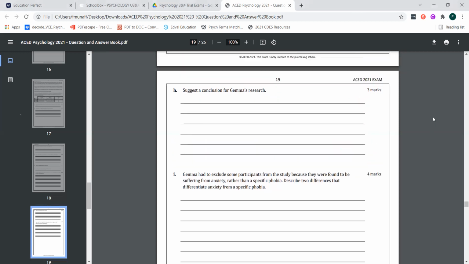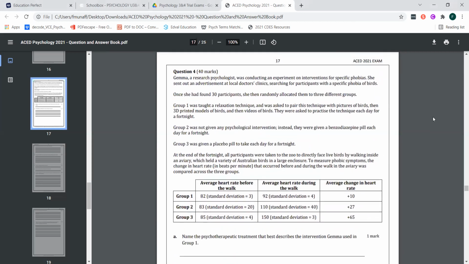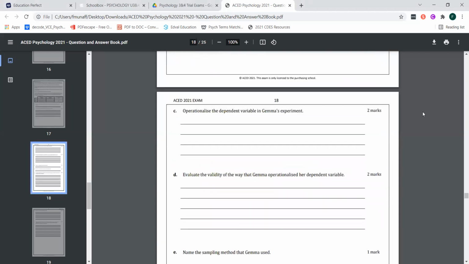So we're looking at the sample. If we go up and look at what the sample is, what do you guys think the sample is in this scenario? 30 participants, which were allocated randomly to 3 different groups. Yeah, but who are the participants in general? They're participants with a specific phobia of birds. Yeah. So just try to make it related.